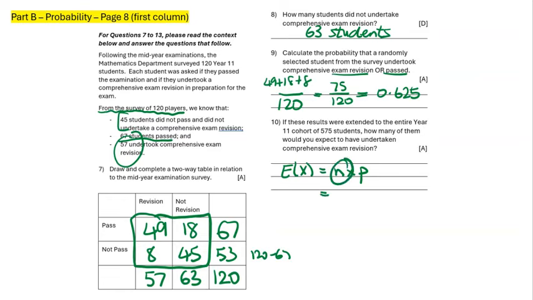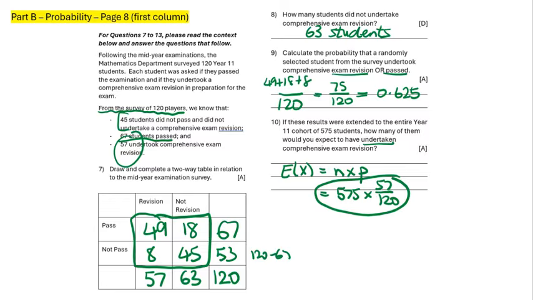N always relates to the size of your bigger group. It's your sample size. And in this case, it's given to us above: 575. So we're going to multiply that by p. That's the probability of the thing you're looking for the expectation of. And in this case, we're looking for people who undertook exam revision. So we need to find the probability of the revision. So go back to my two-way table. You can see down the bottom there, 57 people undertook comprehensive exam revision. That was out of the 120. So that's actually going to be a probability of 57 over 120.